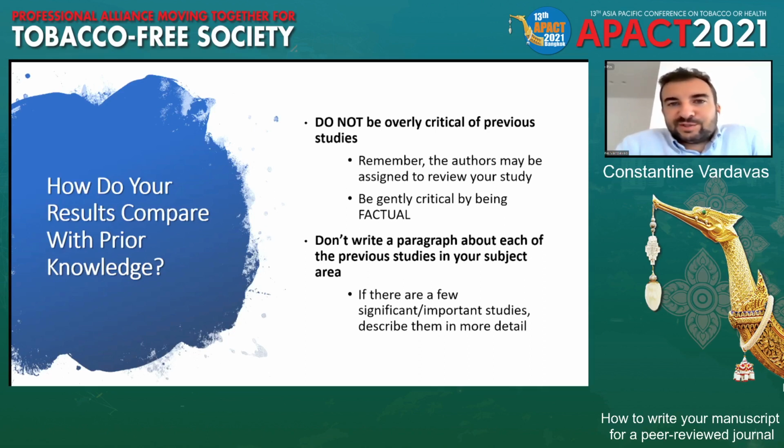And also keep in mind the bullet point here that says the authors of that previous study may be assigned to review your study. So you want to be polite. When you're writing a discussion, you want to write in a tone and a way that you would like people to write about you as well. If you're overcritical, it's not always as polite. So just stick to the facts, and you don't have to go into any polemics in the discussion.